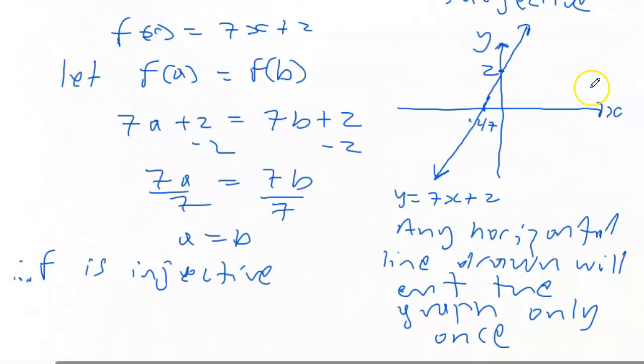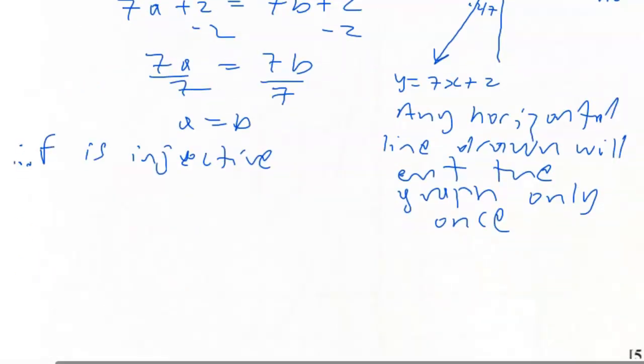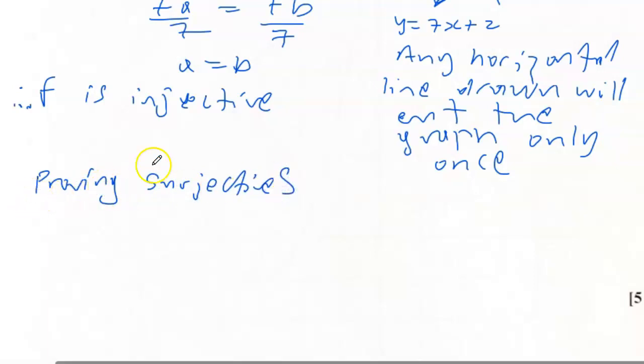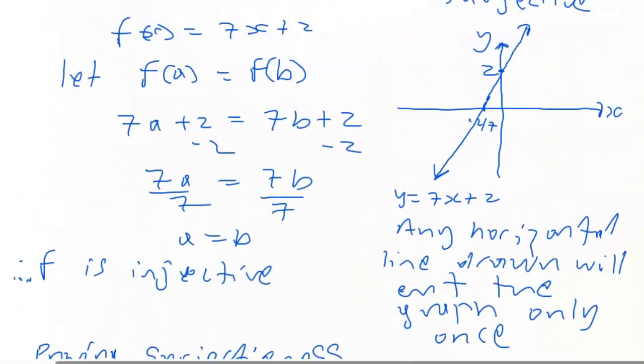Let's prove surjectiveness now. Again, we can use two methods to prove surjectiveness. So let's do both methods, the algebraic method and the graphical method. So the algebraic method first. So what was the function? 7x plus 2.